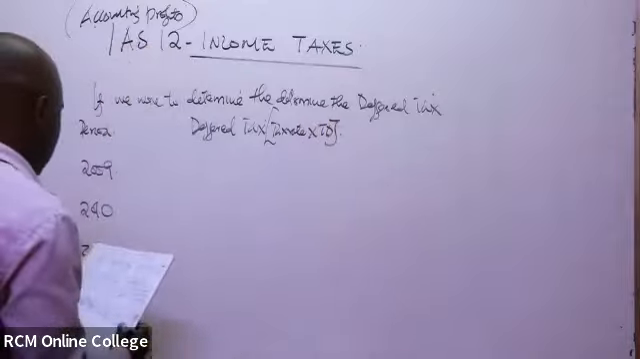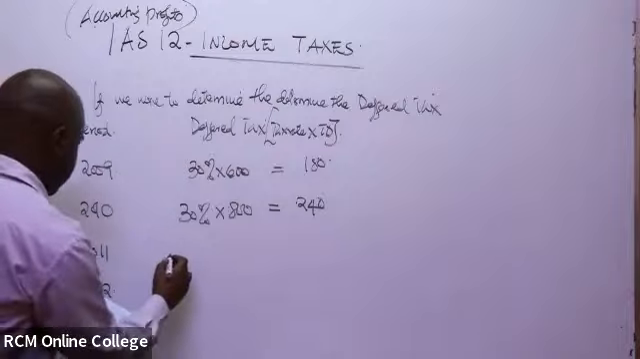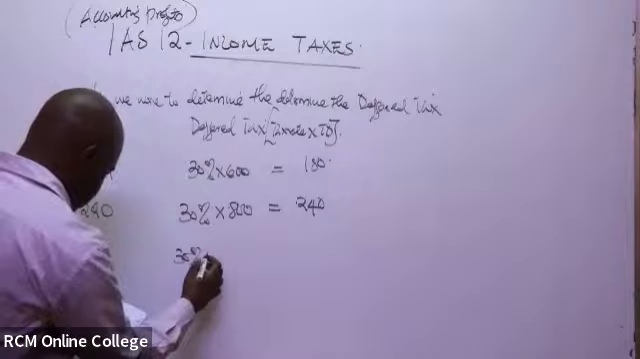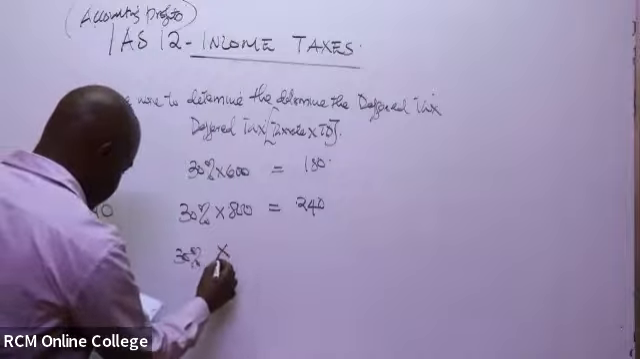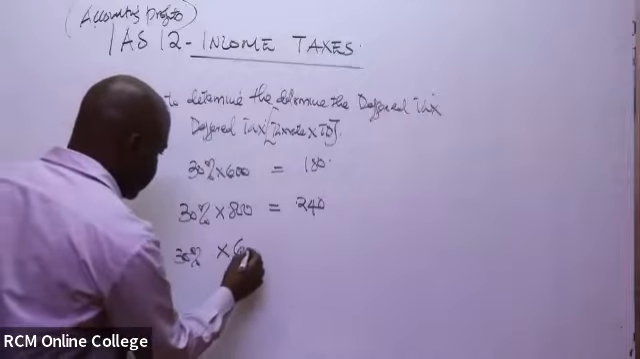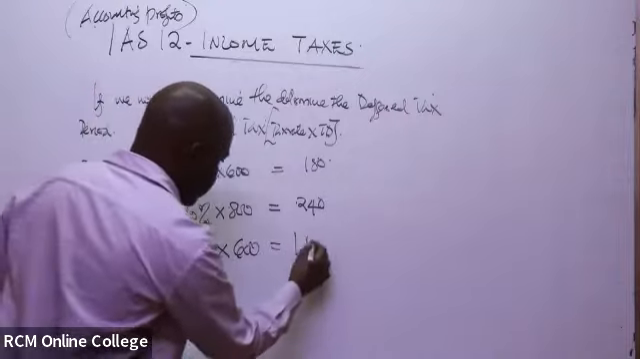So this one will come to, is it 240? I think 240. Yeah, is it 240 years? 240. Then in this case, the 2011 will likely be 30% multiplied by 600. It will be 600 is equals to 180.